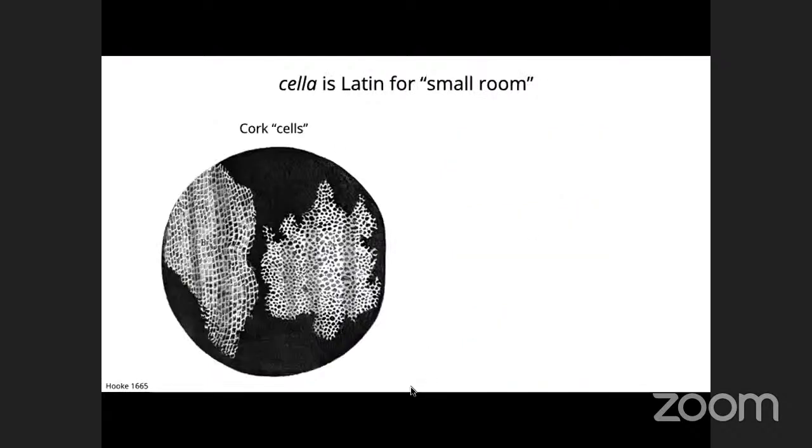Back in 1665, Robert Hooke looked through a microscope at a slice of cork. Cork is just bark from plants. And he saw all of these little, what he thought were rooms. So he called them cella, because cell is Latin for small room. He thought it looked like the rooms in a monastery. And so that's where the word cell comes from. Basically the unit of life is a room.